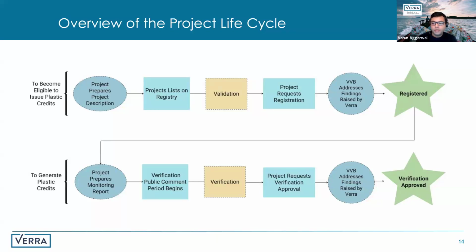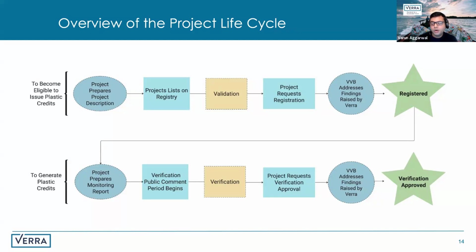Now you might be wondering how a registered project can generate plastic credits. So once the project is registered, it can begin monitoring its activities and prepare a monitoring report, followed by opening a verification public comment period and verification by a VVB, and then it can request verification approval. Similar to the registration stage, there could be findings that we might raise during the verification approval review, and once all those are closed, projects can generate credits for quantities verified by the VVB in the verification report. I'm sure all these terminologies, validation, verification, VVB, might sound unfamiliar or new to all of you, but don't worry, we'll be going into the details of all of these in the subsequent slides.